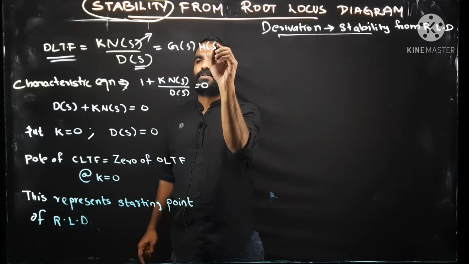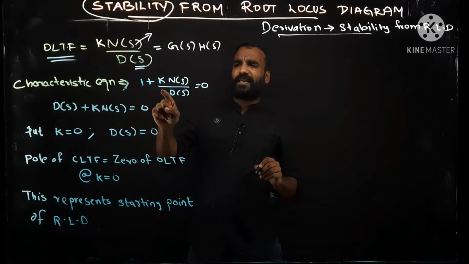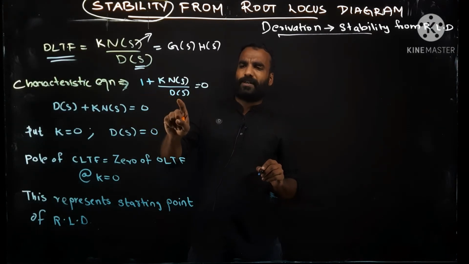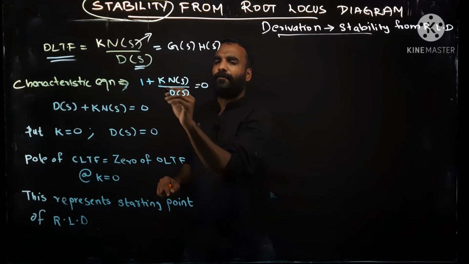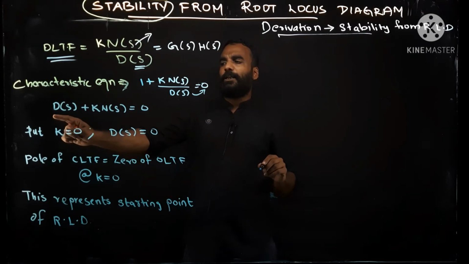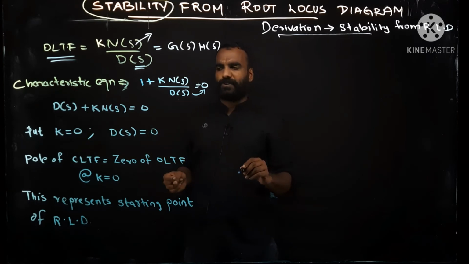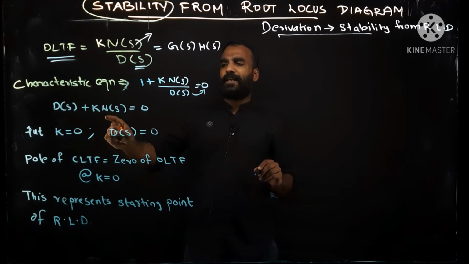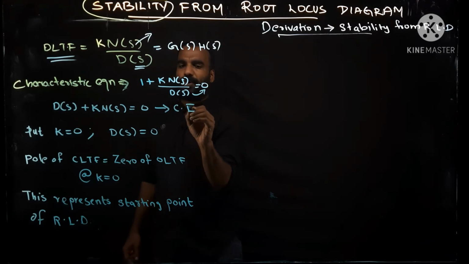So the characteristic equation is 1 plus G(s)H(s) equal to 0. So 1 plus K into numerator of s by denominator of s is equated to 0. Cross multiply and equate the denominator to 0. Then it becomes D(s) plus K N(s) equal to 0. This is the characteristic equation.